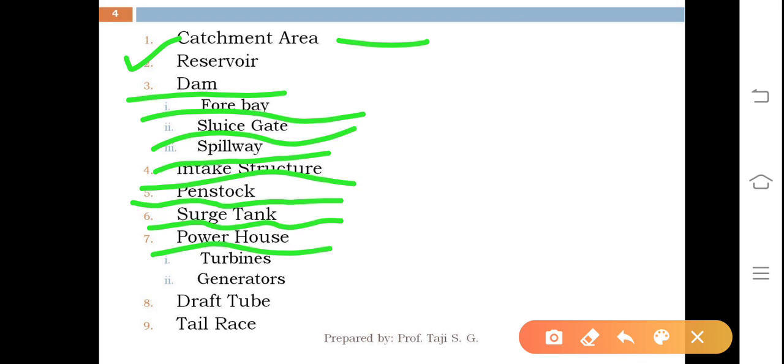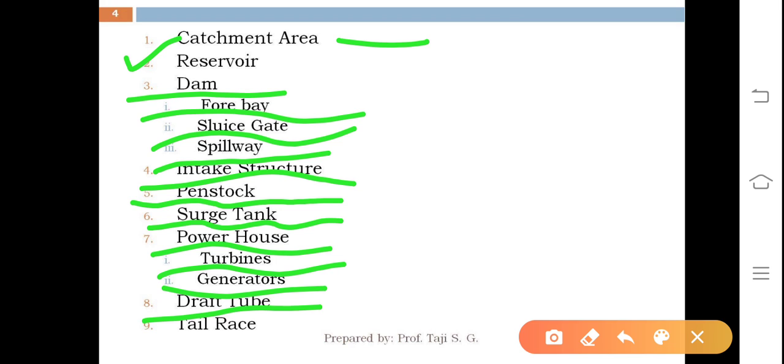Then powerhouse, which houses the generator, turbine and other electrical maintenance mechanisms. Then turbines, which type of turbine we are installing in the powerhouse to generate the electricity. Generators, as I already told. And draft tube. After the water is used to generate electricity by the turbine, that water has to go somewhere. So we lead this water into the river itself, that is known as tail race. At the reservoir we call it head race.